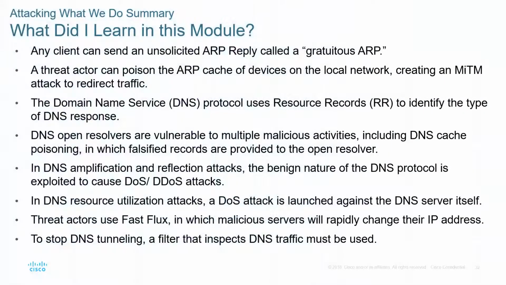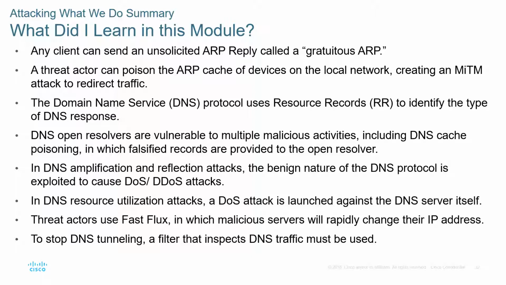All right, so to summarize everything in this module, any client can send an unsolicited ARP reply, known as a gratuitous ARP. This allows a threat actor to poison the ARP cache of devices on the local network, allowing for a man-in-the-middle attack to redirect traffic. With the DNS protocol, you have resource records that are used to identify a type of DNS response. You can have open resolvers that are vulnerable to multiple malicious activities, including DNS cache poisoning, in which they're falsifying records that are provided from the open resolver, for example, Google and things like that.